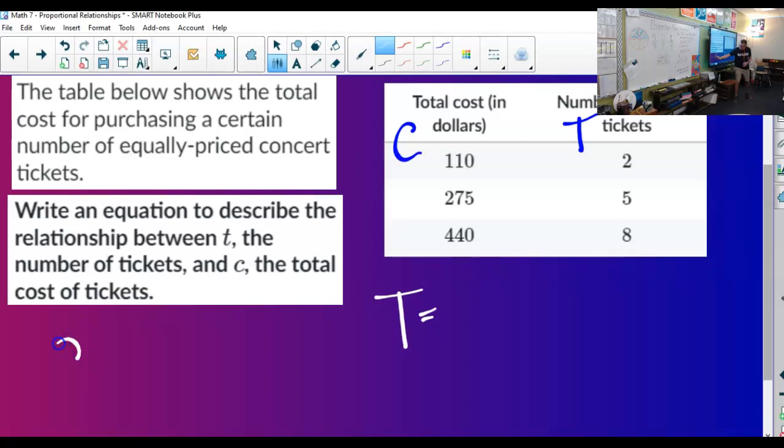So what if we write the C equation? Chat with your partners. What's the number relationship here? What's that multiplier or divide? Chat with your partners. You guys are about to be a Jenga team. Alright, now I'll build the tower while we're doing this.